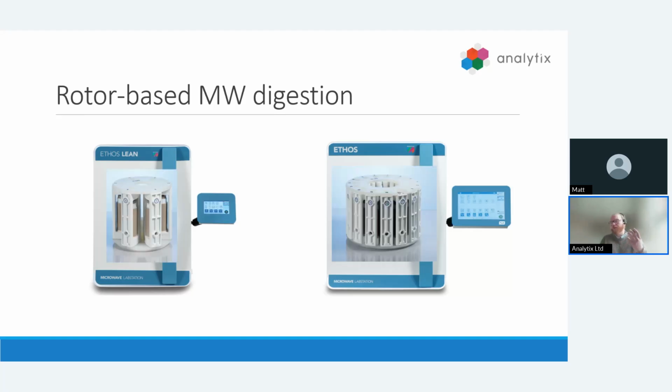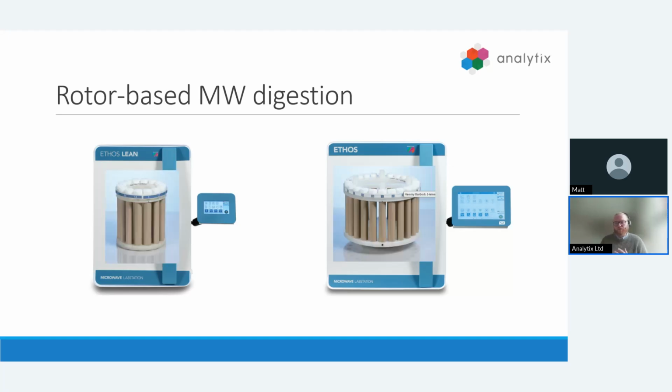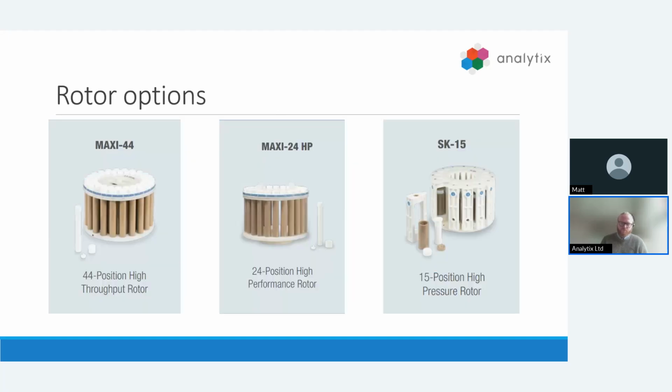We then have the high pressure rotors, which is a 15 position for the ETHOS or a 6 position for the Lean. And then finally, we have a nice balance of the two of high throughput and high pressure capabilities with the Maxi high performance rotor, which is either a 24 position for the ETHOS or a 14 for the Lean. So I'm just going to cover those rotors in a bit more detail now.